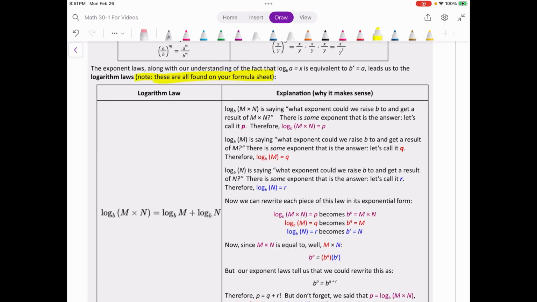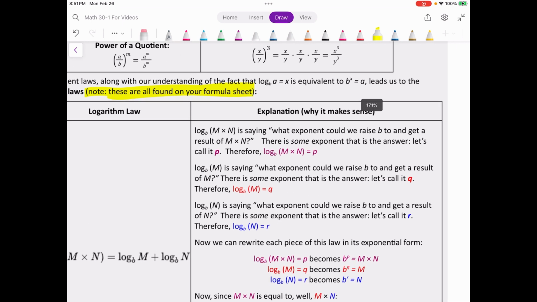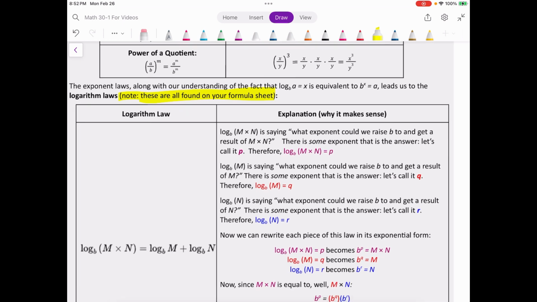So again, just a reminder of that key relationship, because we're going to use it a lot in coming up with these log laws. The fact that log base b of a equals x is the exact same thing as b to the x equals a, right? This to the power of this equals this. B to the power of x equals a. These are saying the same thing. So that relationship is going to come up.